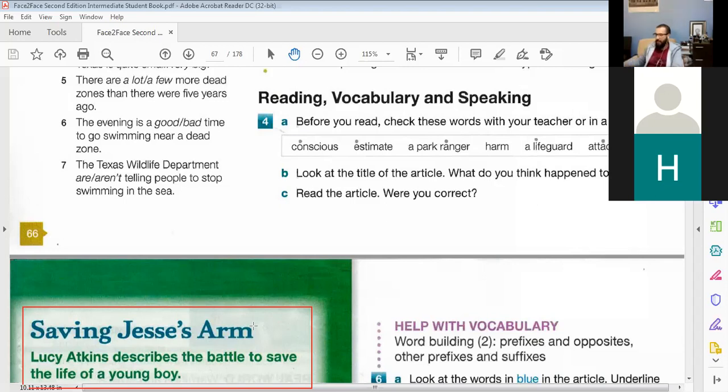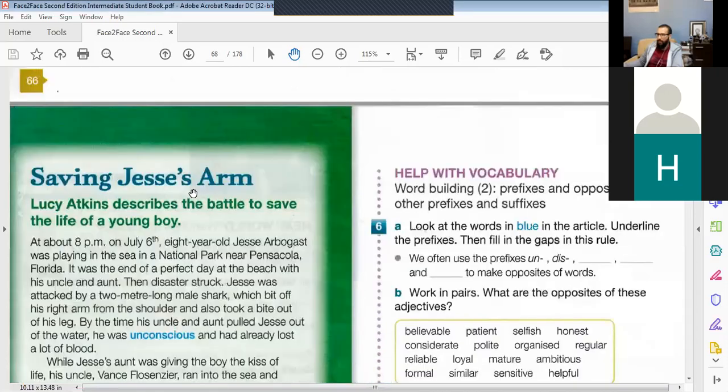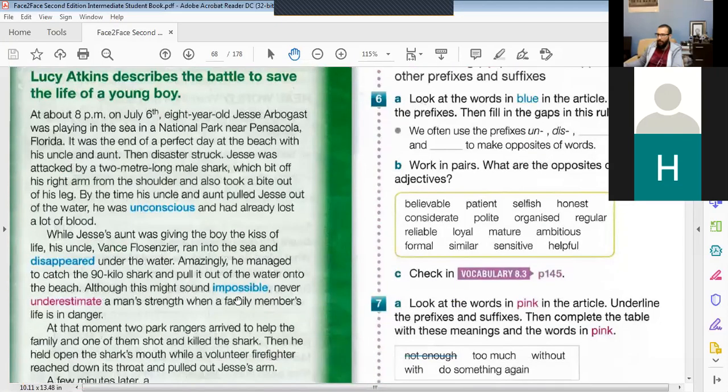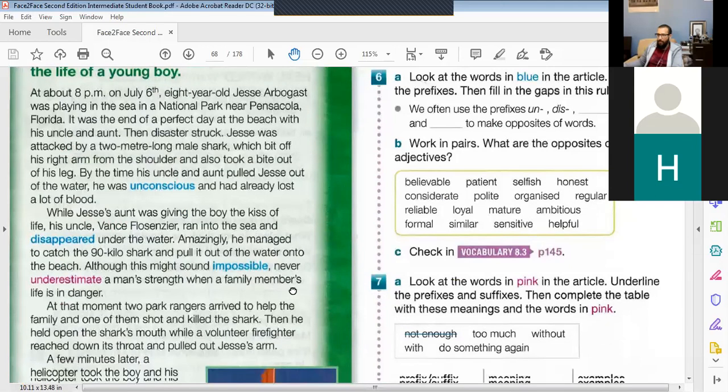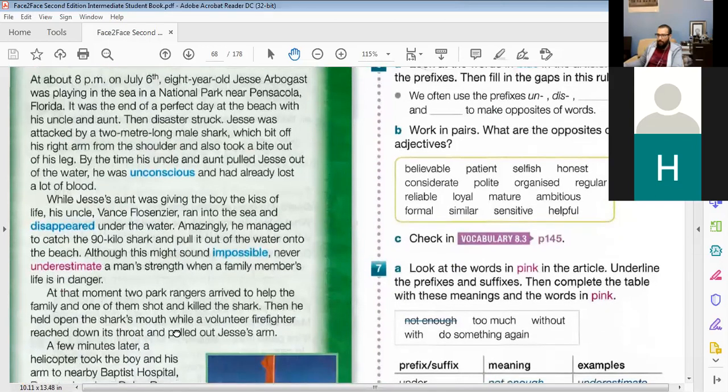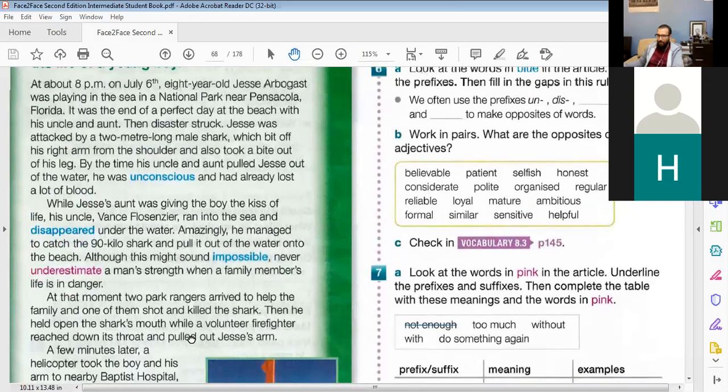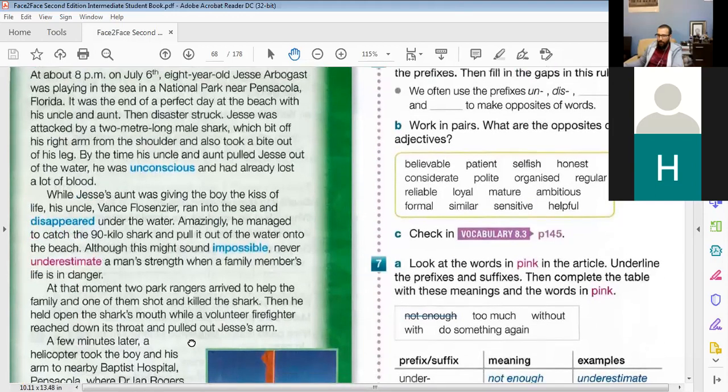Okay, good guess. Now, let me give you some time to read this article and find out what really happened, okay? So you can start here. And when you need me to move down, just let me know and I can scroll down, okay?